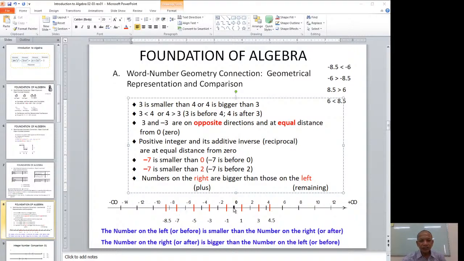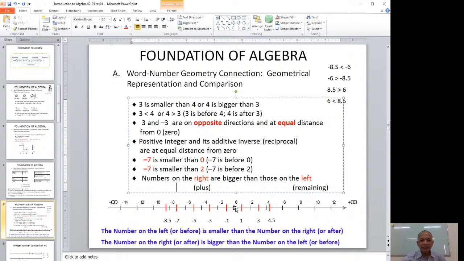So 0 is in the middle, and then we have 1, 2, 3, 4, 4 and a half, 5, 6, 7, 8, 9, 10, 11, 12, and on to plus infinity, to the right side. On the left side, we have negative 1, negative 2, negative 3, negative 4.